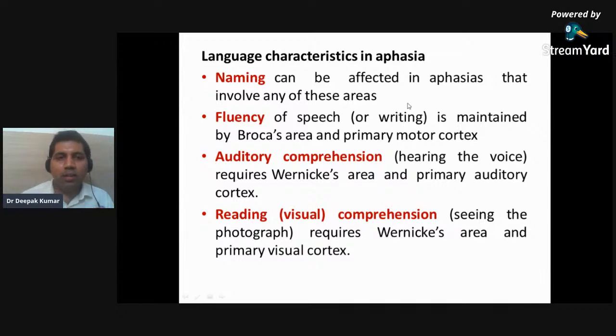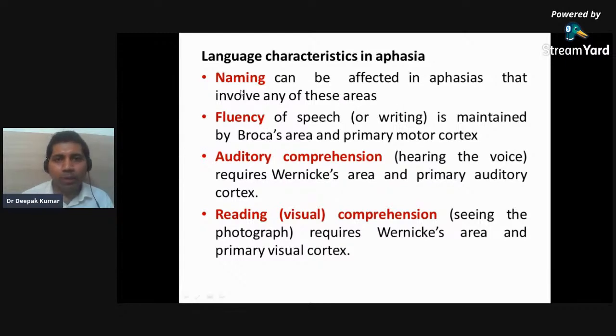And the next thing is naming may be mildly impaired in conduction aphasia. Okay, why? Because we are discussing that the common pathway between Wernicke's and Broca's area is the arcuate fasciculus, but there are also other deep fibers that are running between them. So in some patients, maybe that is sufficient to just maintain the naming part. So these are two conditions where the naming may be mildly impaired.